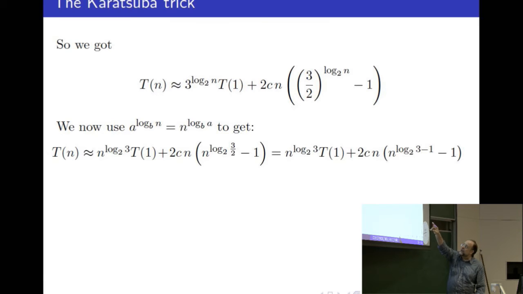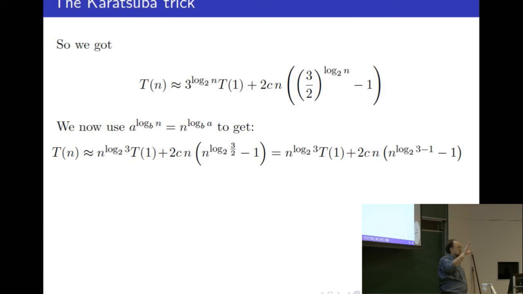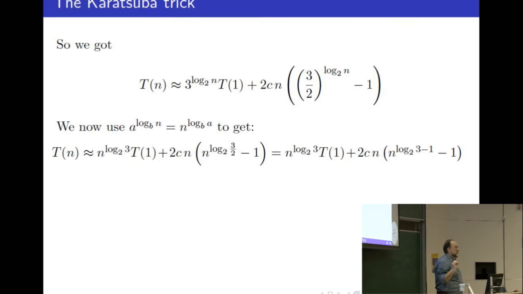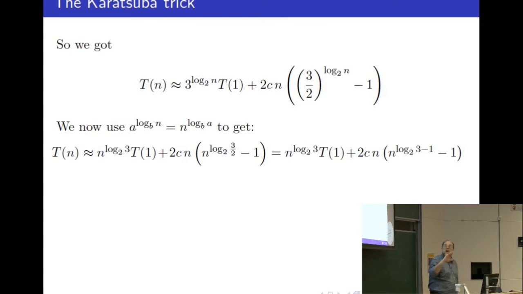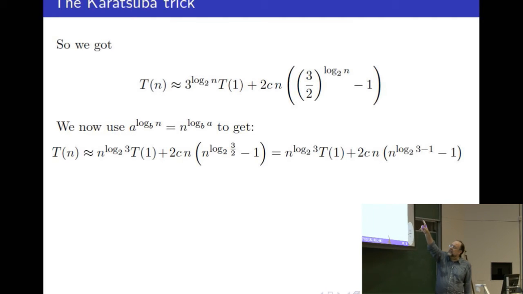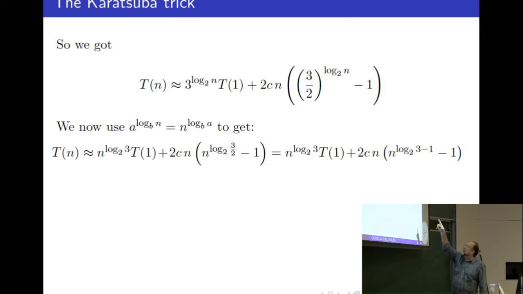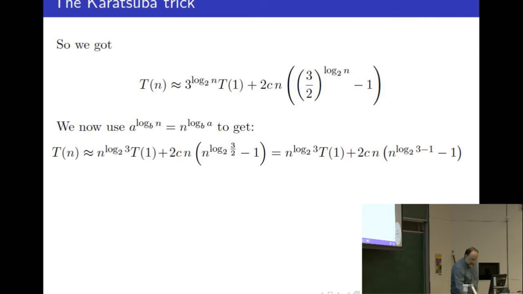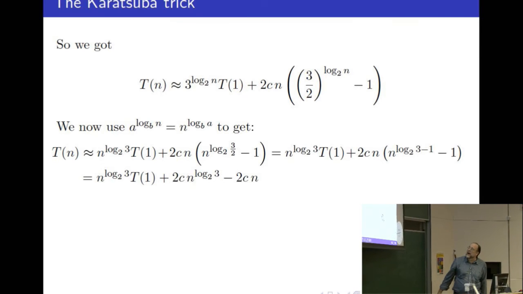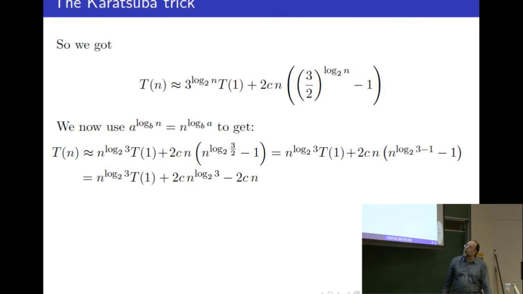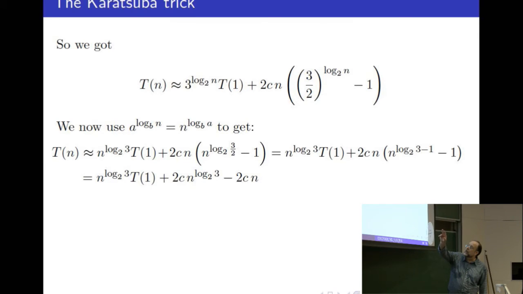And this expression, what is log of a fraction? What is log of a over b? Log a minus log b. So this log 2 of 3/2 is actually log 2 of 3 minus log 2 of 2, which is 1. And that's precisely what you get. And if you multiply, this is what you get. So you get a term that is of the form constant times n to the log 2 of 3 minus a linear factor.